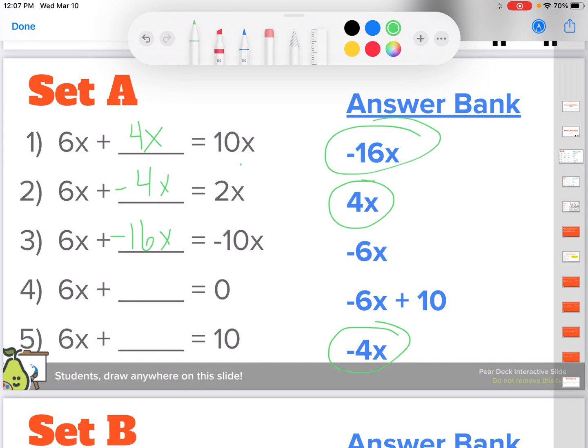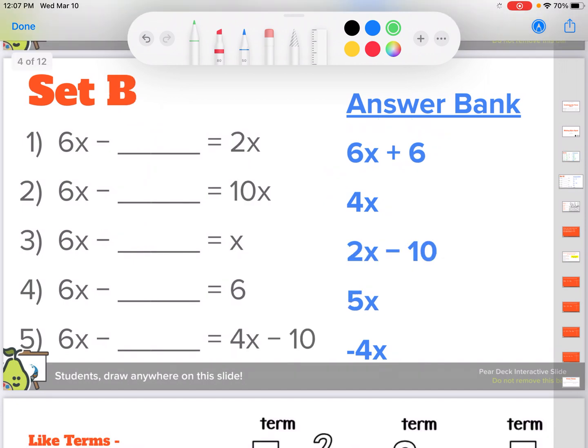6a plus what is going to give me 0? Well, that would be negative 6x, because that would create that 0 pair. The last one, 6x plus what's going to give me 10? Well, I have to create a 0 pair and then add 10. So 6x plus 10.